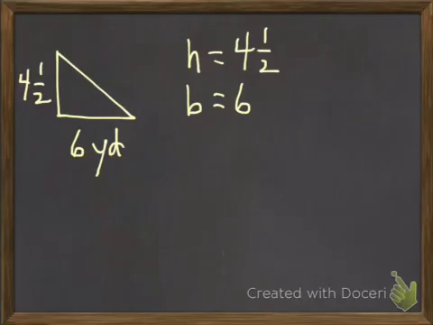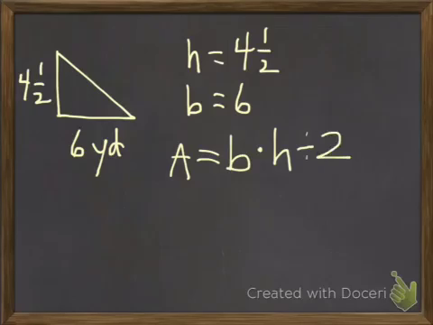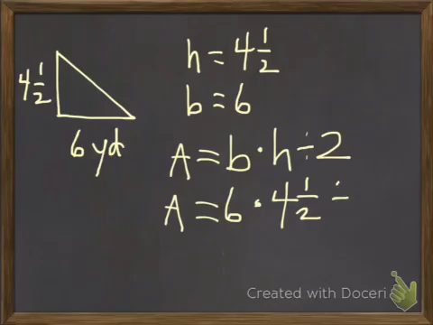Alright, so now I think of my formula. Area equals base times height divided by 2, and you can write that divided by 2 part however you like. Area, I'm going to plug in what I have. Area equals base, which is 6, times height, which is 4 1/2, divided by 2. Now, using order of operations that we learned in Chapter 1, we're going to do 6 times 4 1/2.